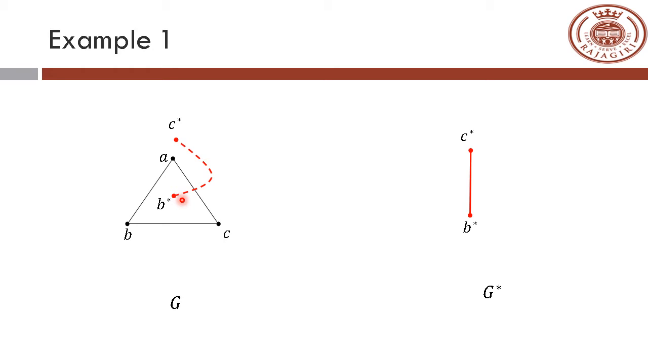Again, consider the edge joining AB. This edge has two faces in common, one the interior and the second the exterior. Therefore, we can join C star and B star. Similarly, for the edge joining BC, we can cross the edge like this by joining the vertices C star and B star corresponding to the faces separated by the edge. Therefore, we get the geometrical dual of the given graph G, which is denoted as G star.